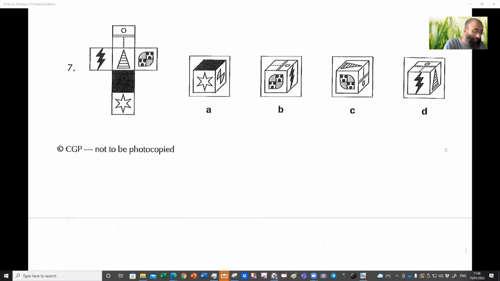Question number 7, Huzaifa. Question number 7 is C. Let's have a look. So we have the triangle. It's going to touch this shape here, lovely. Which is going to touch which shape? So we have a sock up here. So yes, can you scroll up?